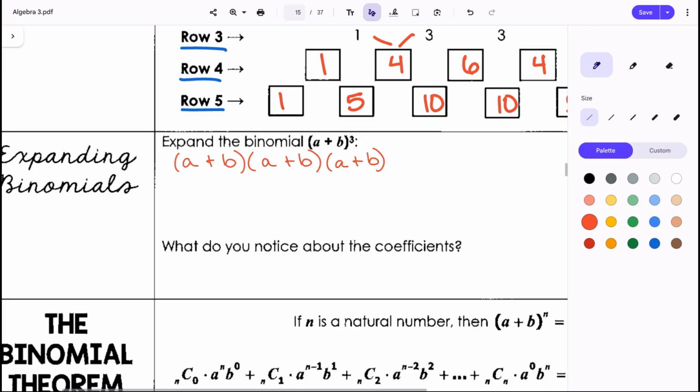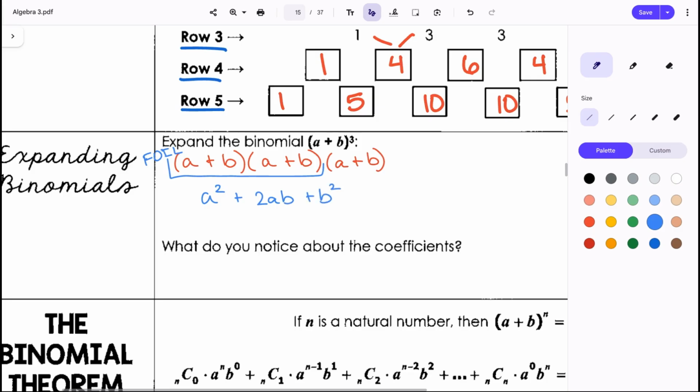Even if you think through how you would do this, you would have to pair up the first two together and multiply those first. And you guys could FOIL it: your first, outside, inside, and last terms. You could do that whole thing, and then whatever you get here, you're going to have to multiply by the next one. So I'm just going to shortcut this. If I were to FOIL these first two, it comes out to be a squared plus 2ab plus b squared.